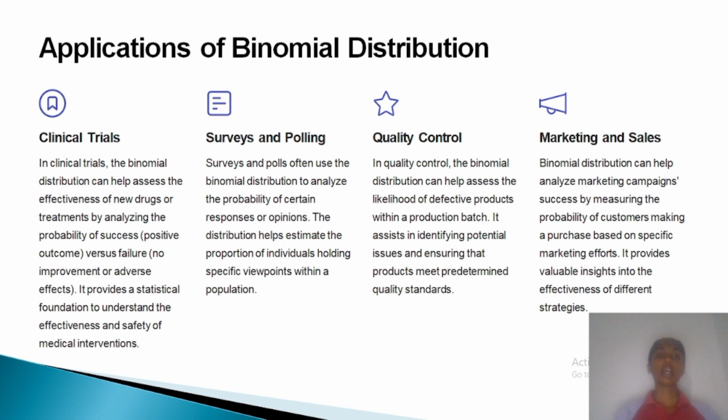Surveys and polling. Surveys and polls often use the binomial distribution to analyze the probability of certain responses or opinions. The distribution helps estimate the proportion of individuals holding specific viewpoints within a population. Quality control. In quality control, the binomial distribution can help assess the likelihood of defective products within a production batch. It assists in identifying potential issues and ensuring that products meet predetermined quality standards.